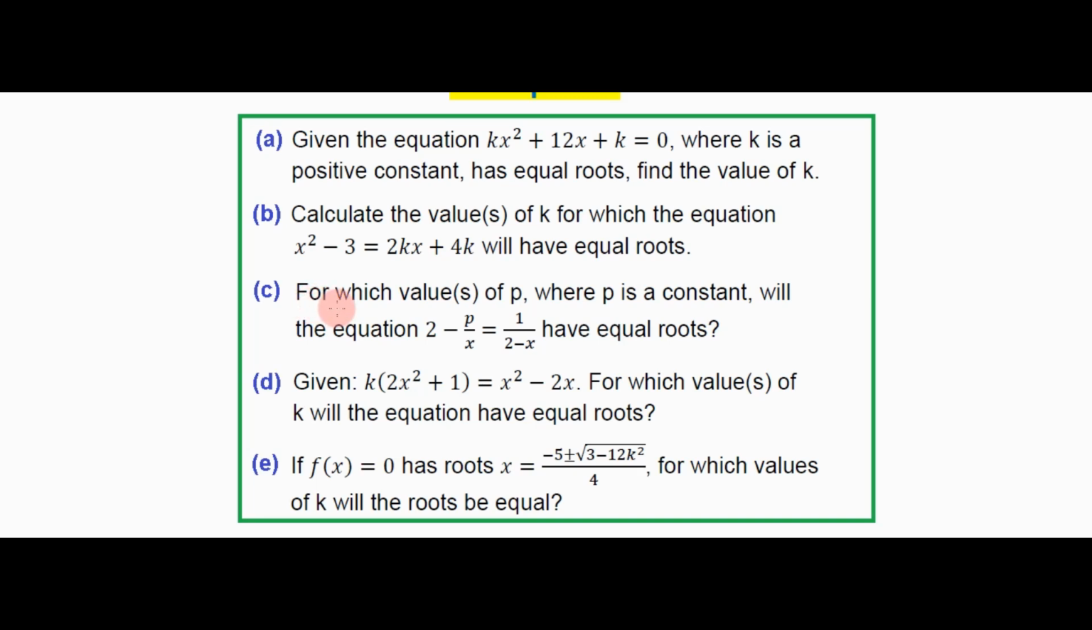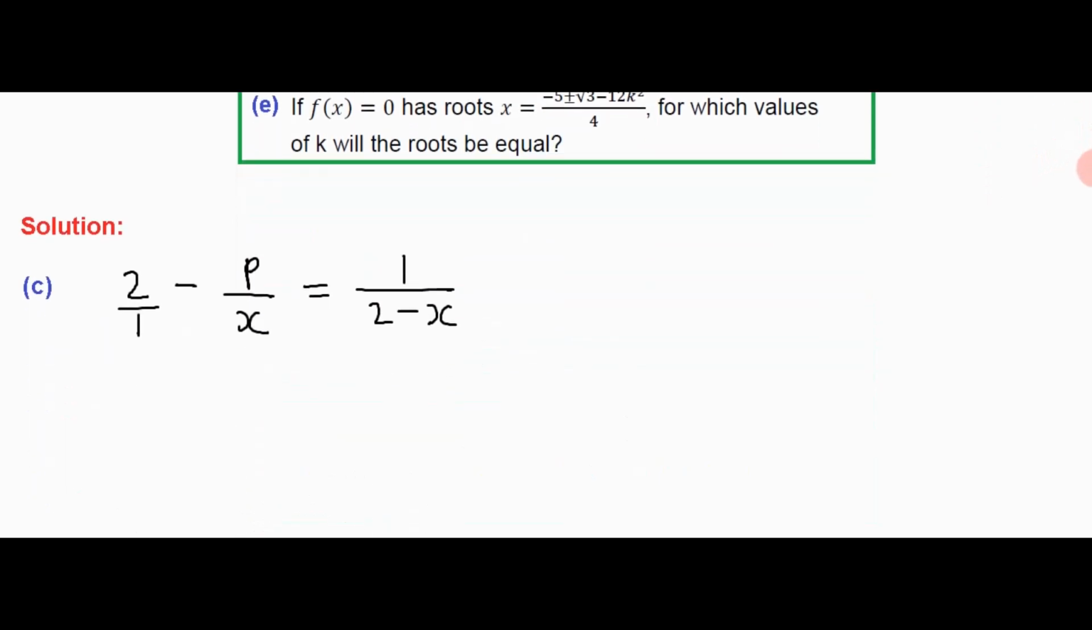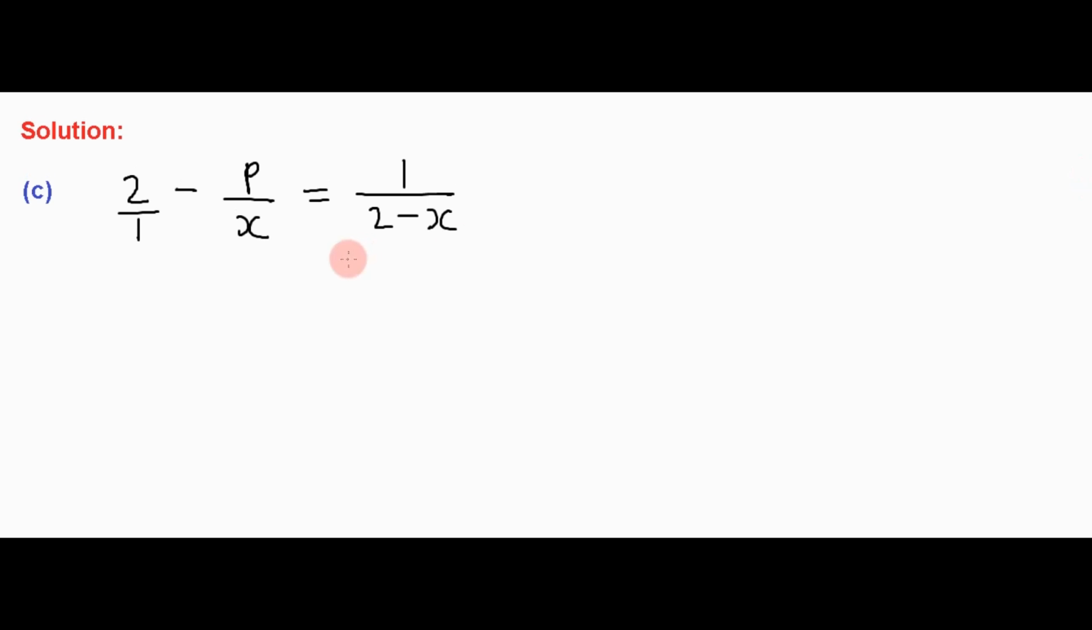Then in C it says, for which values of p, where p is a constant, will the equation 2 minus p over x equals 1 over 2 minus x have equal roots? Now, we need to write this equation in standard quadratic form, and we can start by getting rid of the fractions. So we're going to multiply through by the LCD, which is x into 2 minus x. So then 2 times x into 2 minus x is 2x into 2 minus x.